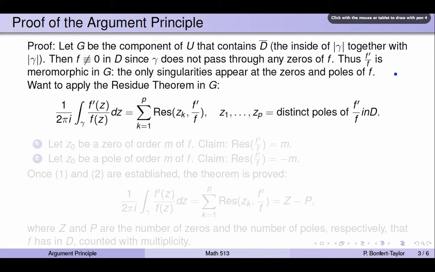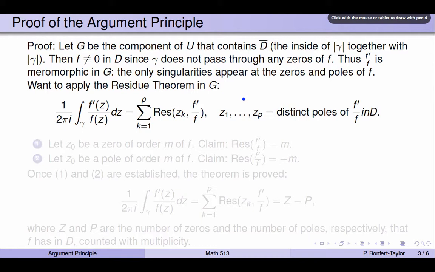We want to apply the residue theorem to G. Now remember, the residue theorem says 1 over 2 pi i times the integral over gamma of F prime over F is the sum of the residues of F prime over F at the points zk, where the zk's are the distinct poles of F prime over F in D. So the poles, again, can appear at zeros of F or at poles of F. And so we need to figure out what happens at those.